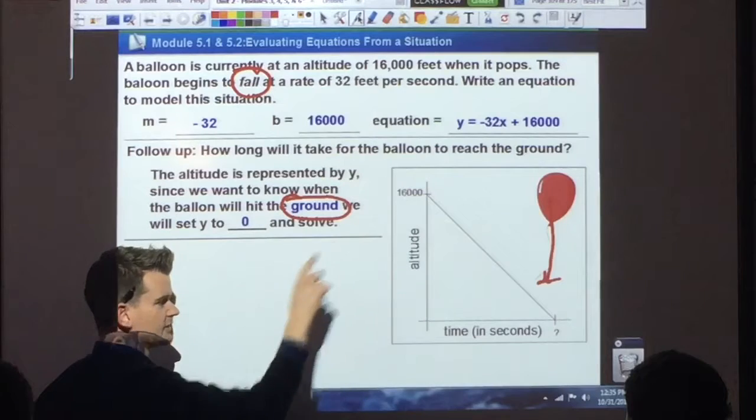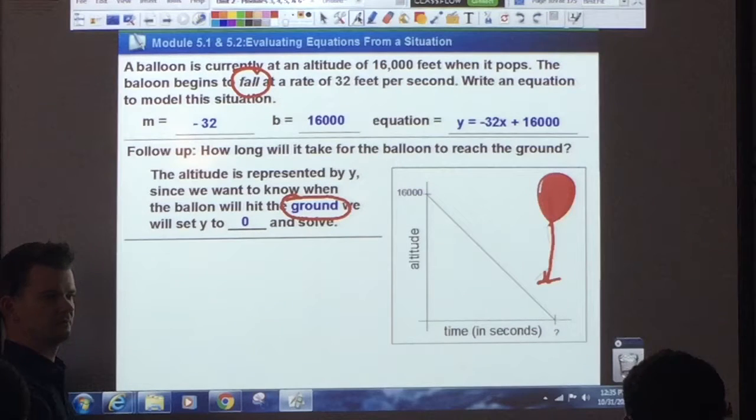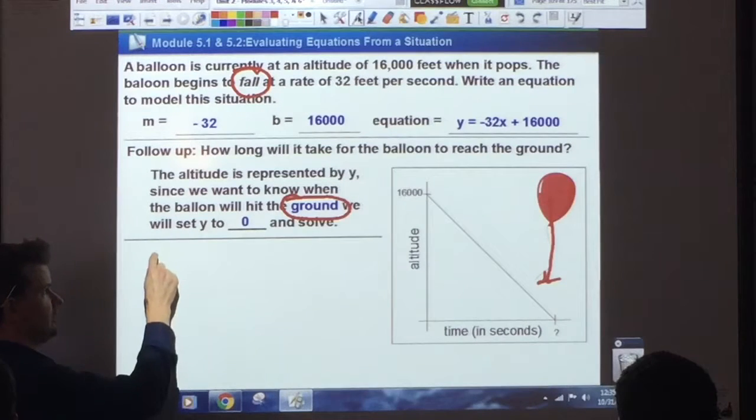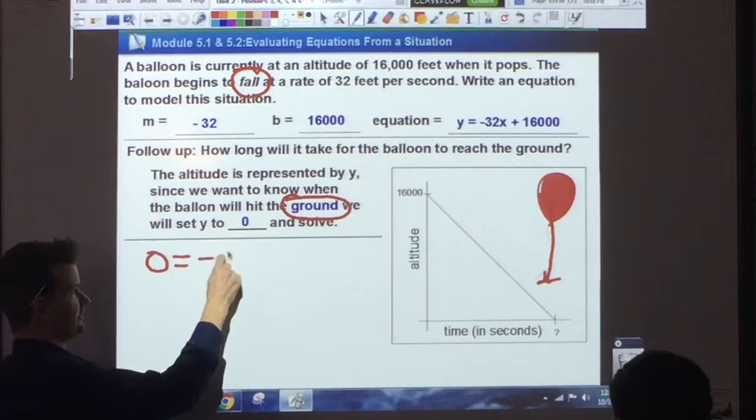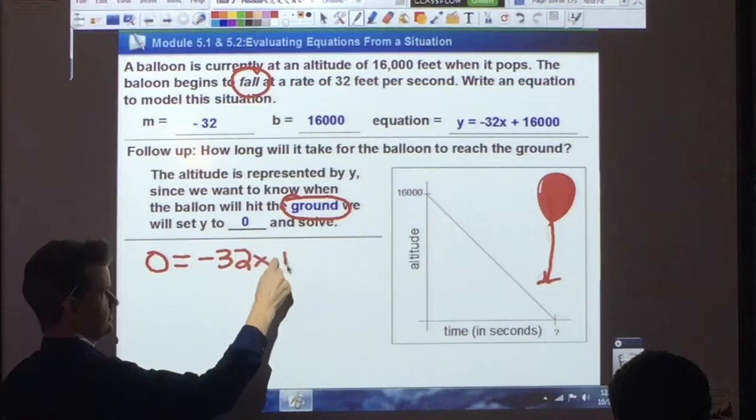What's altitude? The x or the y? That's the one. That's the y. So we want to know how long it takes for y to get to 0. So usually we write y equals something here. 0 is equal to negative 32x plus 16,000.